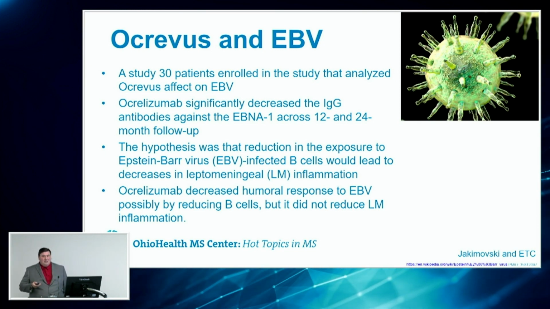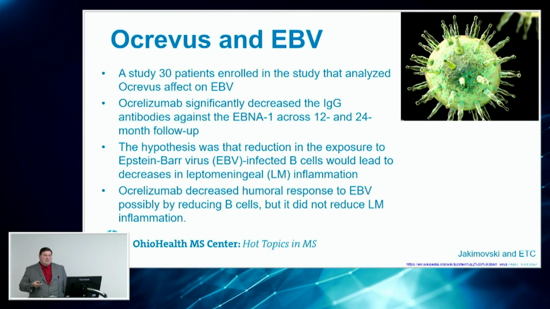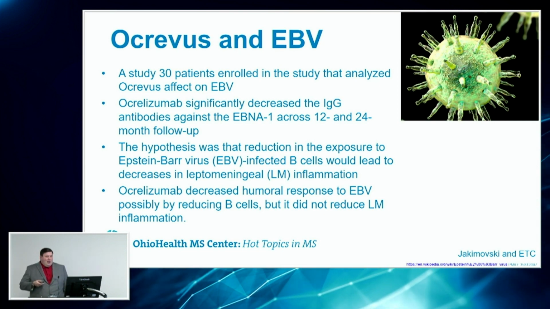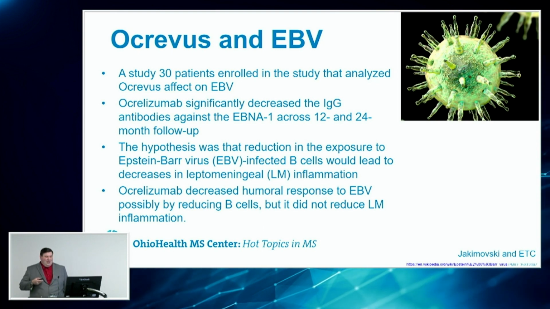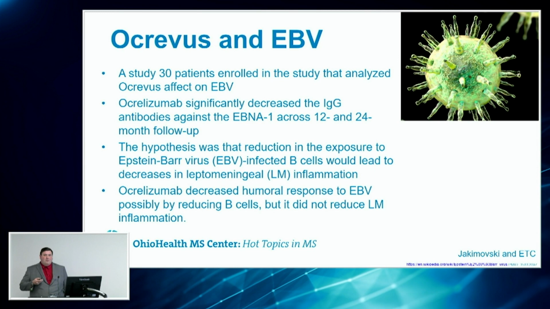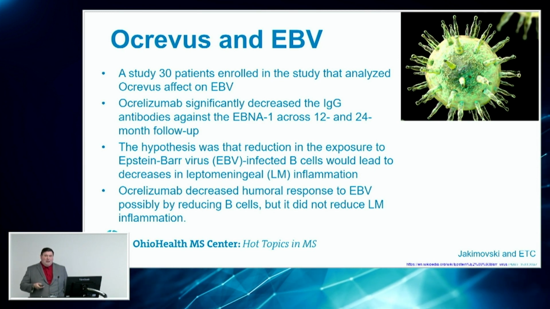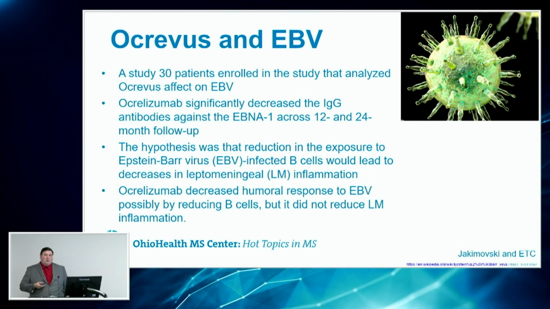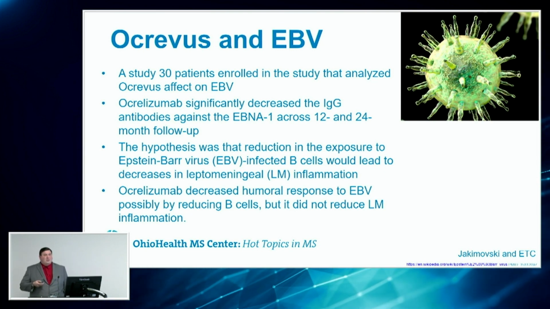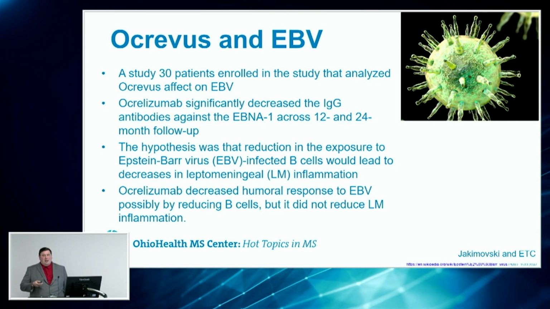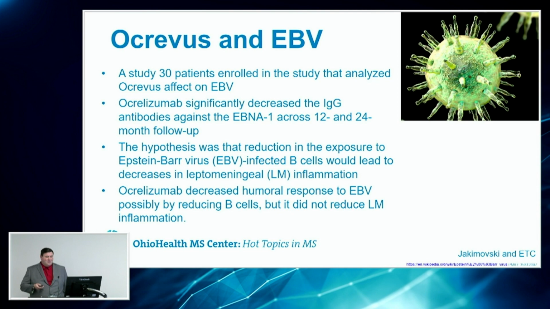So a study of 30 ocrelizumab-treated patients, and ocrelizumab, as you may or may not know, affects B cells, and I stated earlier that B cells are one of the cell types that gets infected by Epstein-Barr. They said that 24 months after ocrelizumab treatment, several of the viral markers decreased in patients who were on ocrelizumab. So this could theoretically suggest that you're targeting those cells that harbor the Epstein-Barr virus that may trigger the disease of multiple sclerosis.